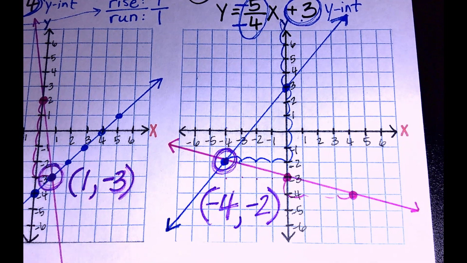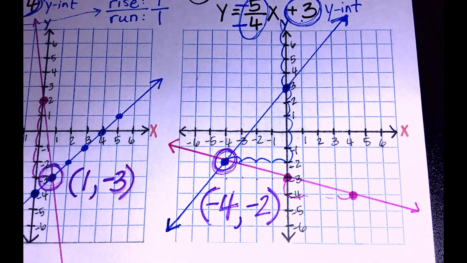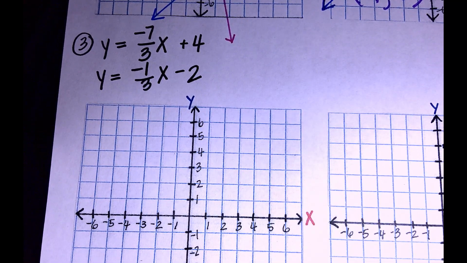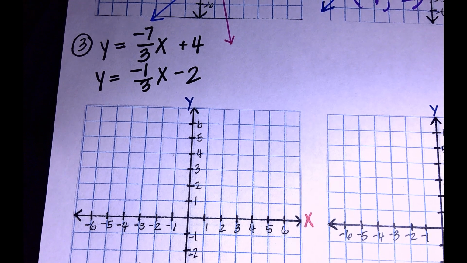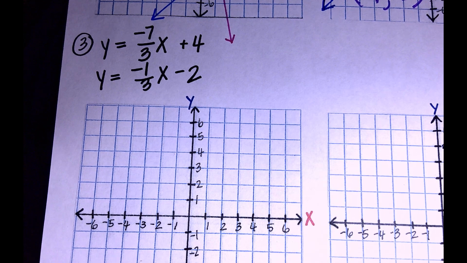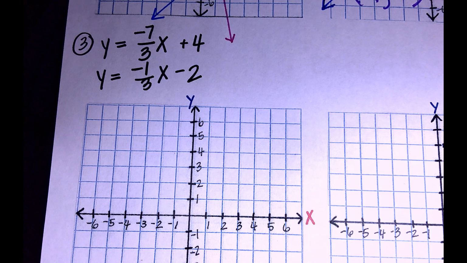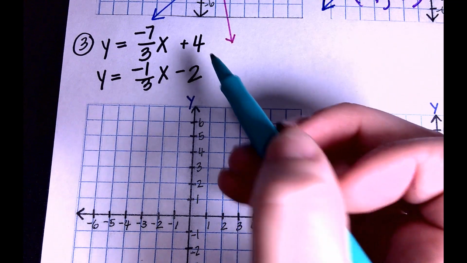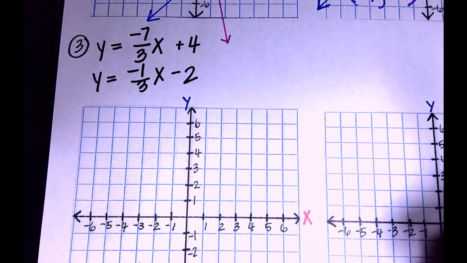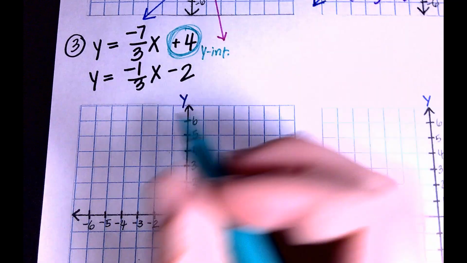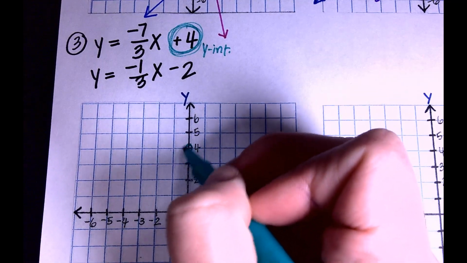Okay. I'm going to go ahead and move my page to number 3. So now we have 2 equations again. y equals -7/3x plus 4, and y equals -1/3x minus 2. So we'll start with our very first equation. And what would our first point be on this line? +4. Perfect. That's going to be our y-intercept. So it goes on the y-axis at 4.